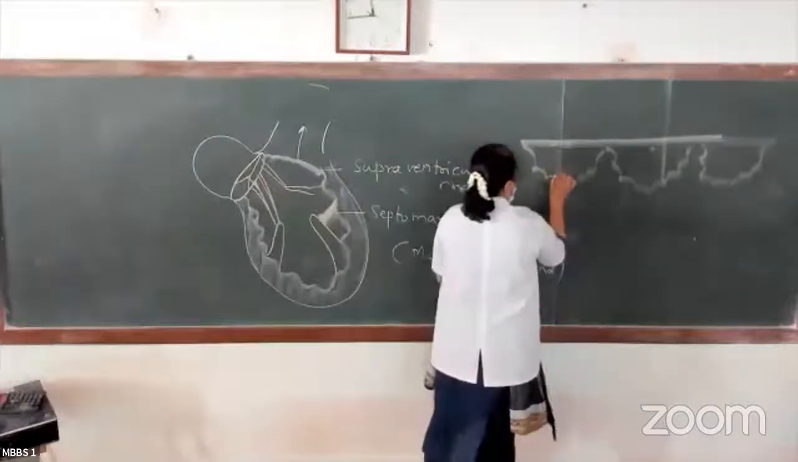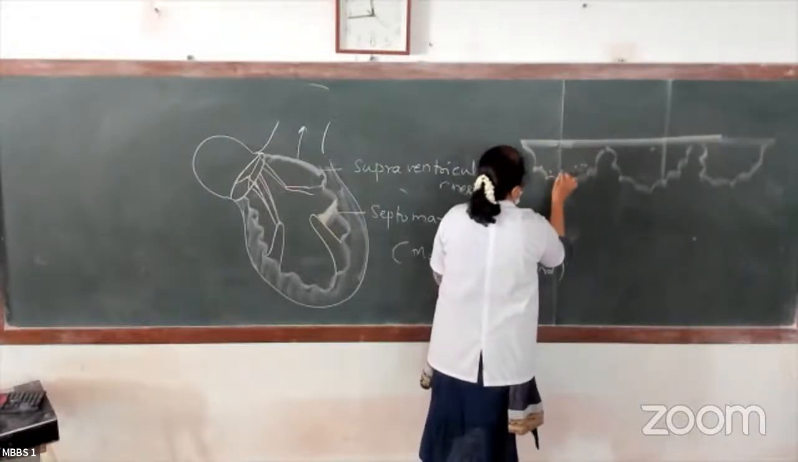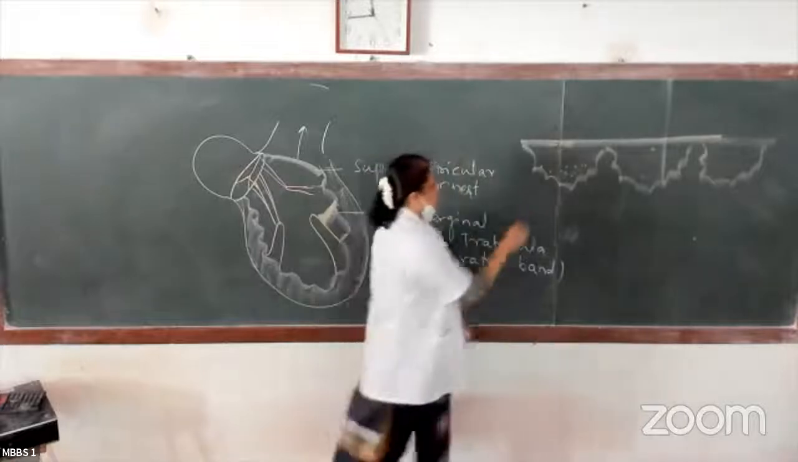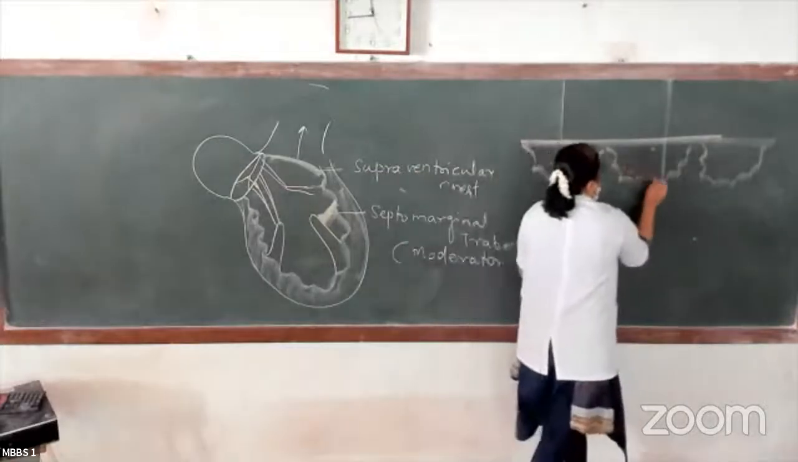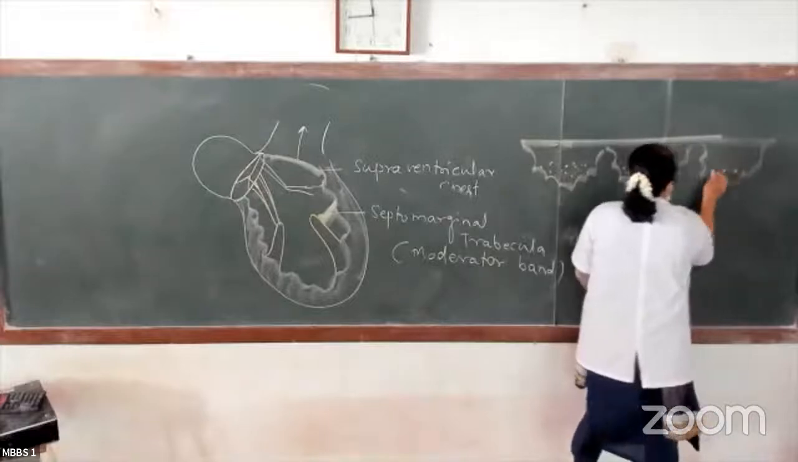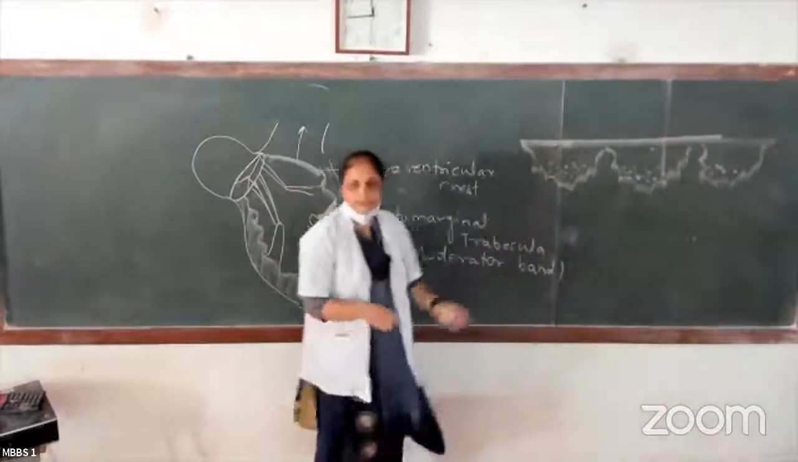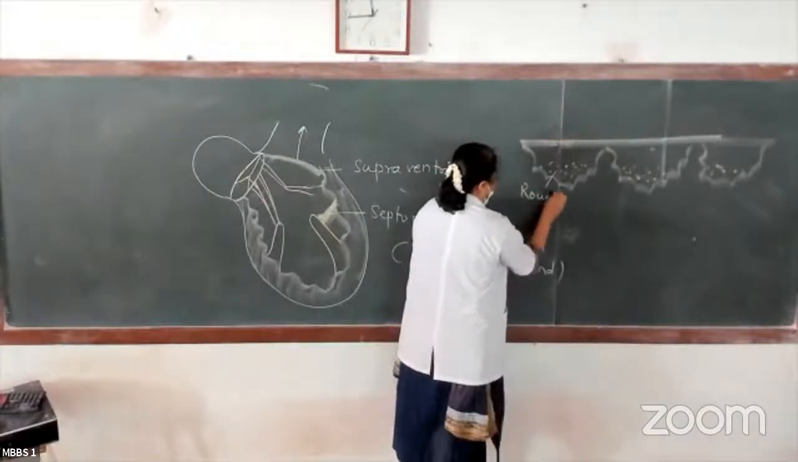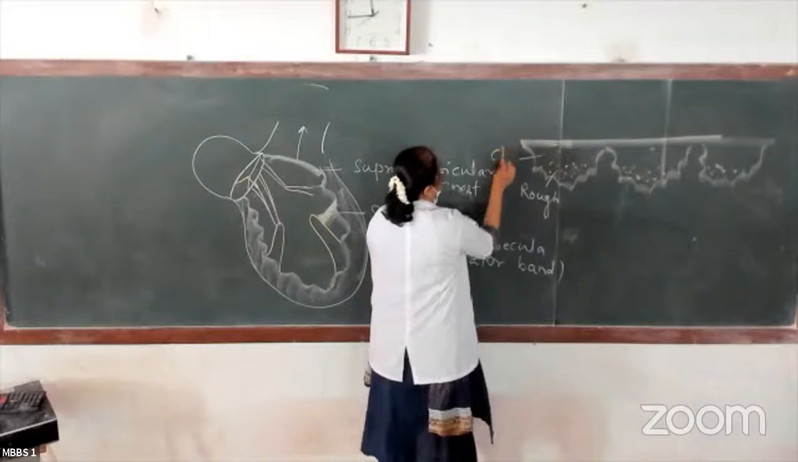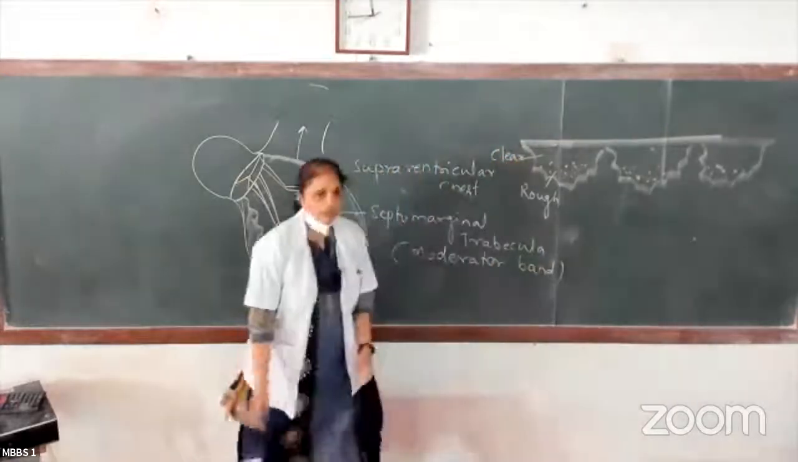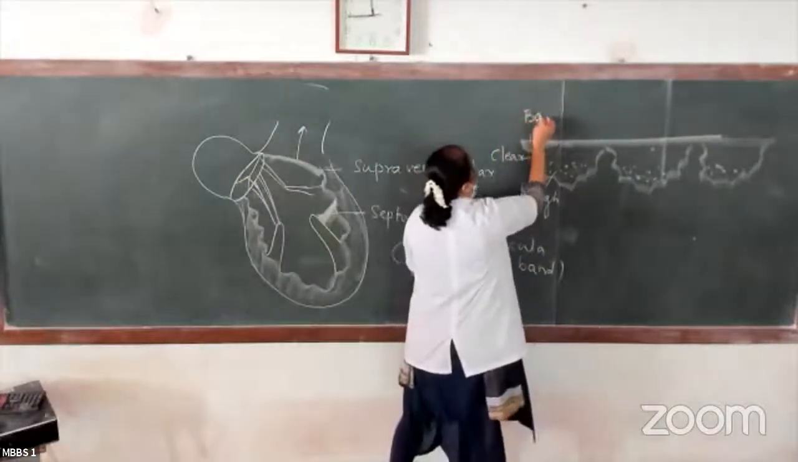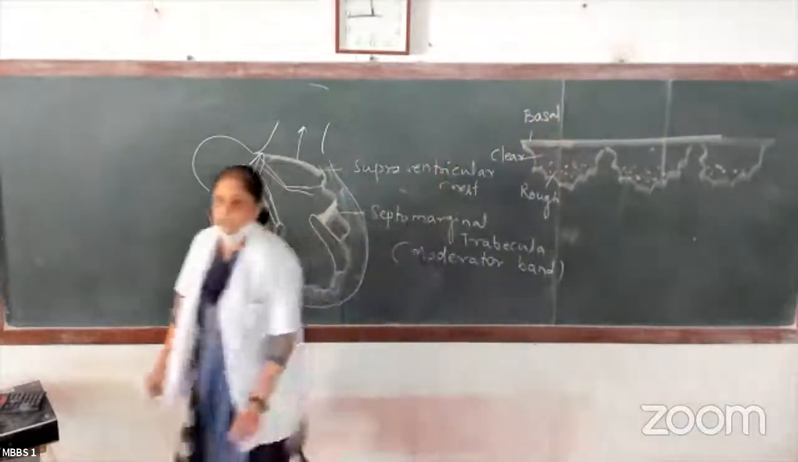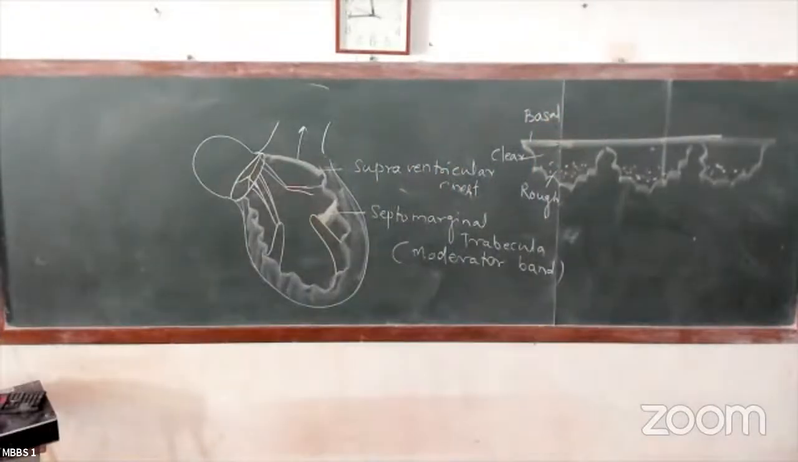One zone is called the rough zone. Then behind that is the clear zone, a very smooth zone. And then there is the basal zone, by means of which each cusp is attached to the annular fibrous ring.